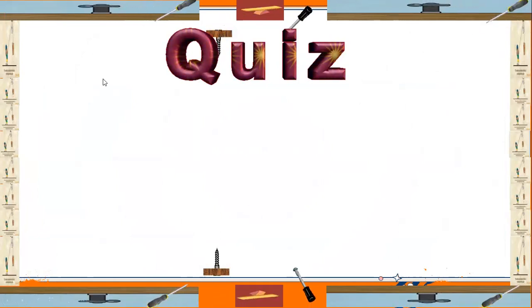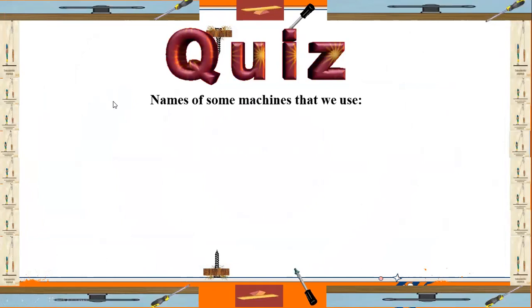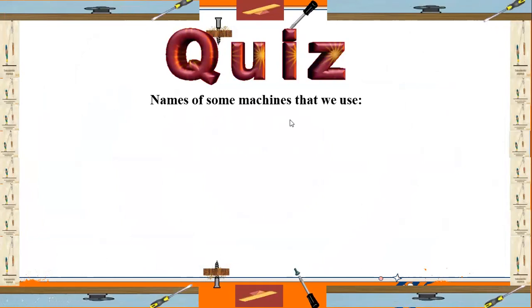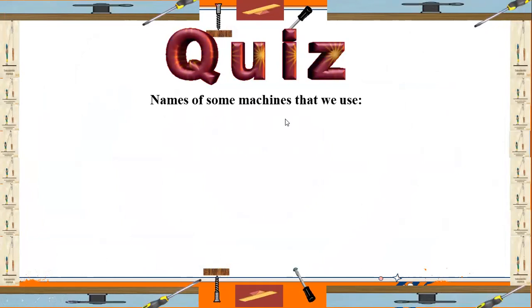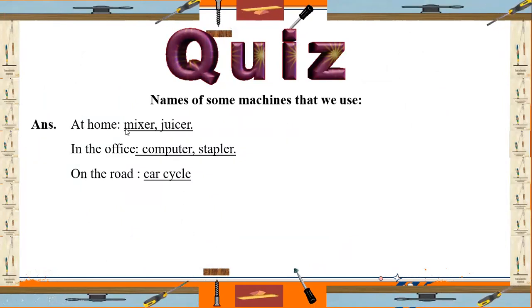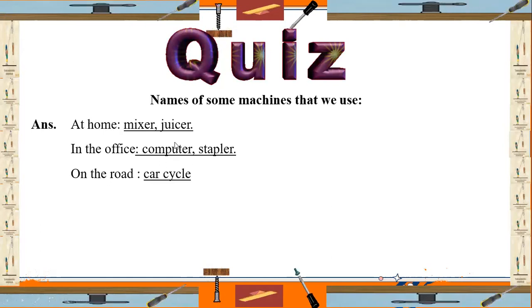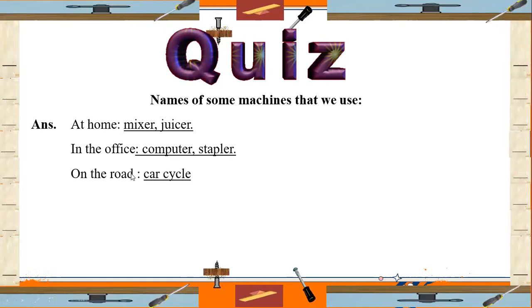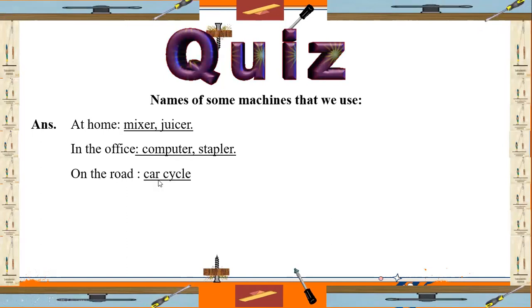Now it's quiz time, students. Name some machines that we use at home, at the office, or on the road. The names are mixer, juicer, which we use at home. In the office, we use computers, laptops, or staplers. On the road, cars and cycles.